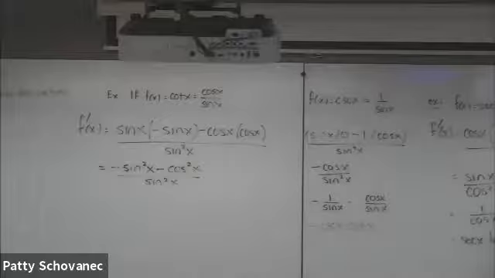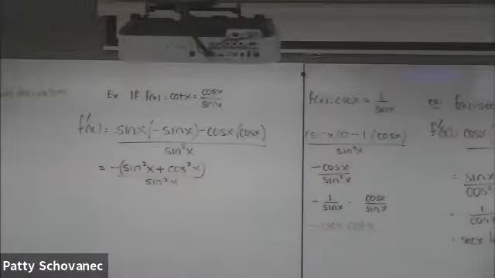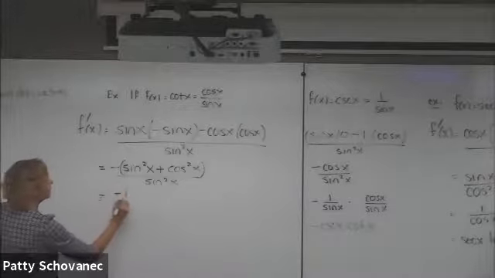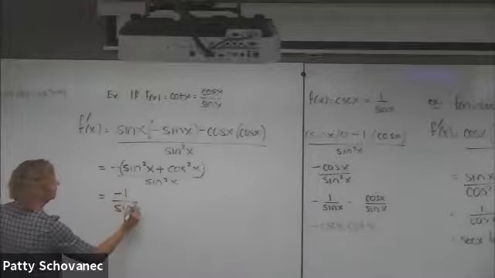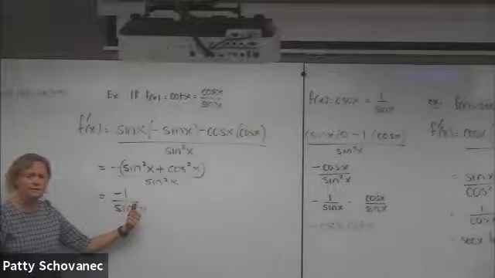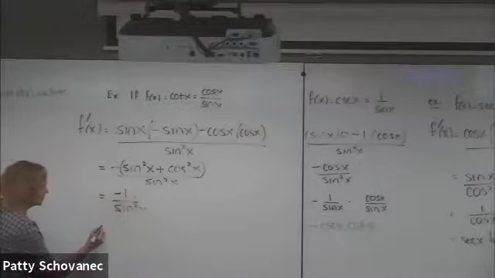Okay with that? We'll factor out a -1. There's our favorite sum right there. Sine squared plus cosine squared is 1. So I've got a -1 on top. And that now is another trig function. 1 over sine was cosecant. So this represents a negative cosecant squared.